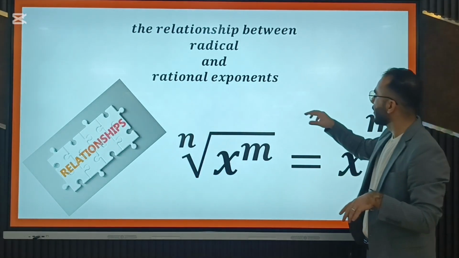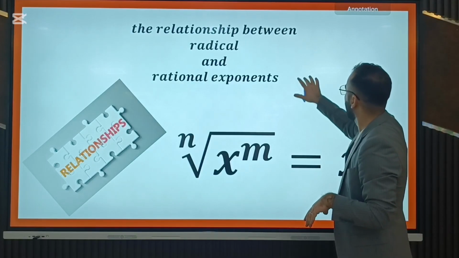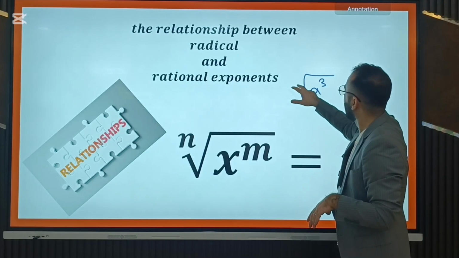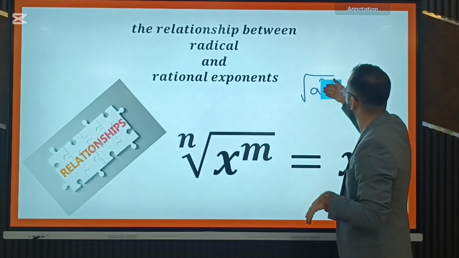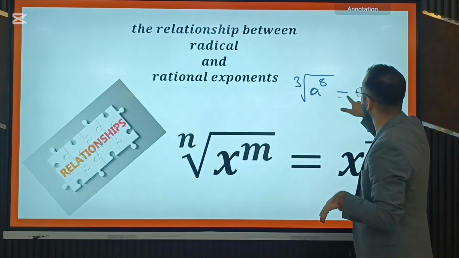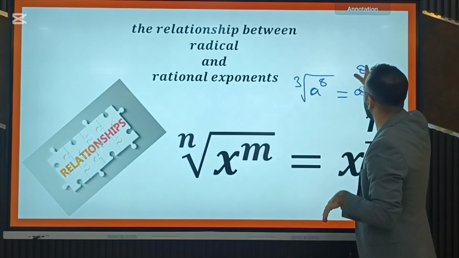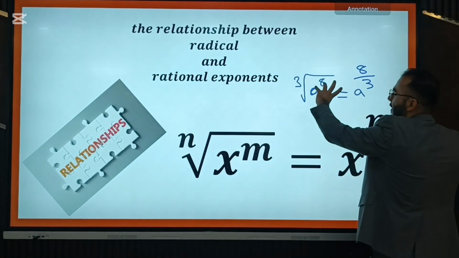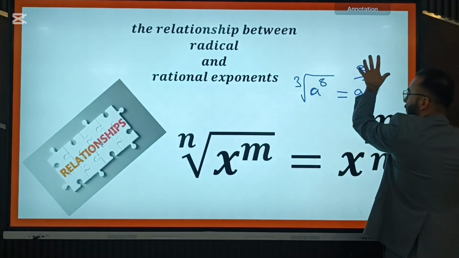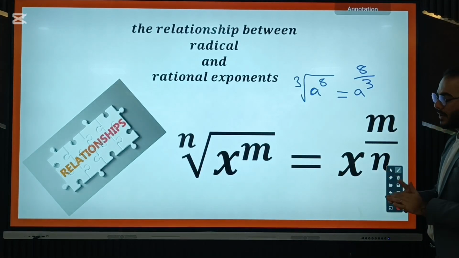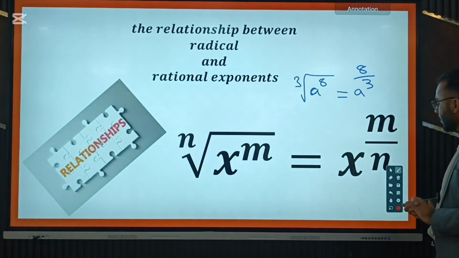A numerical example can be something like this. Let's say the nth root of a to the power of 8, and here the index is 3. You can write this as a to the power of 8 over 3. You can write this root as a rational exponent of this base, which is a.